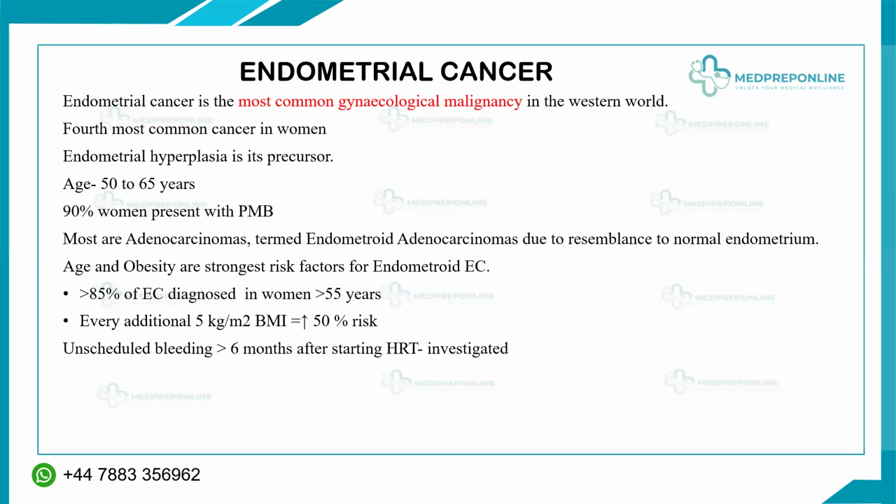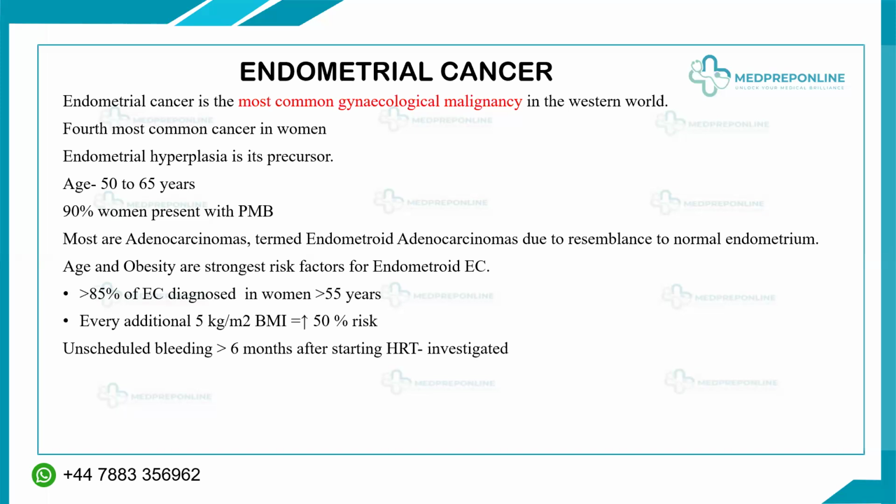It is also overall the fourth most common cancer in women. So we saw endometrial hyperplasia is its precursor, and the age group most commonly seen is 50 to 65 years. Now, 90% of women will present with postmenopausal bleeding. Not all postmenopausal bleeding cases are because of endometrial cancer, but the reverse is true. 90% of women will present to you with postmenopausal bleeding.